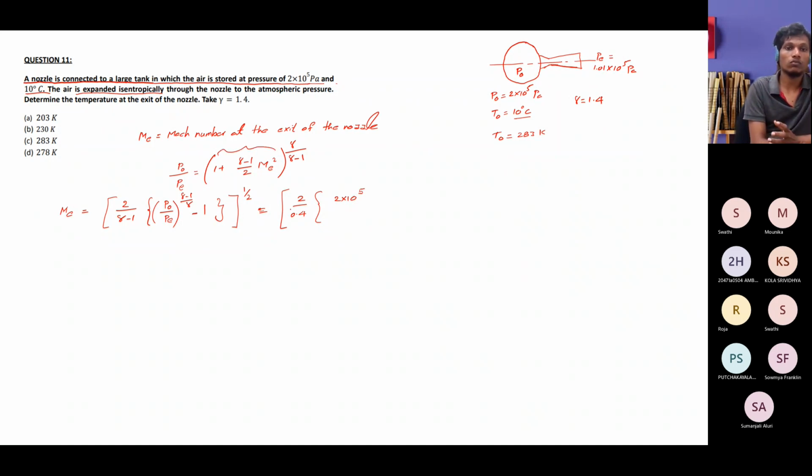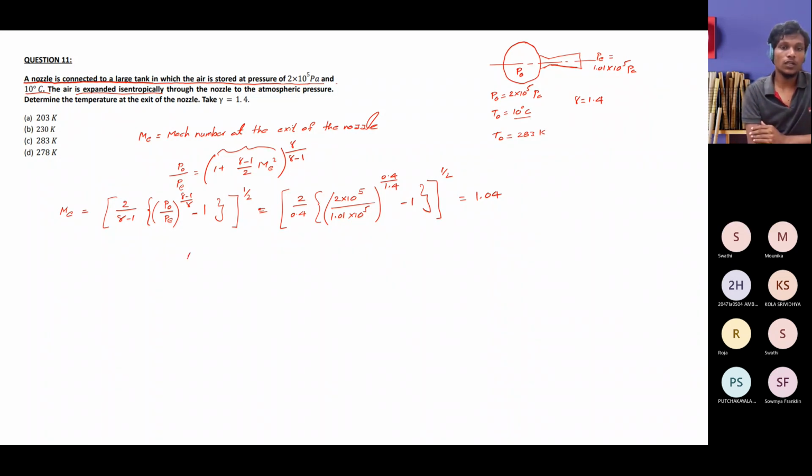This is the temperature ratio equation isentropically, but we are just doing it in a conventional way, and that equals ((1.01 times 10 to the power 5) to the power 0.4 over 1.4, minus 1) whole to the power 1 by 2. This will give you a Mach number at the exit of the nozzle equal to 1.04. Okay, so this is the Mach number at the exit.